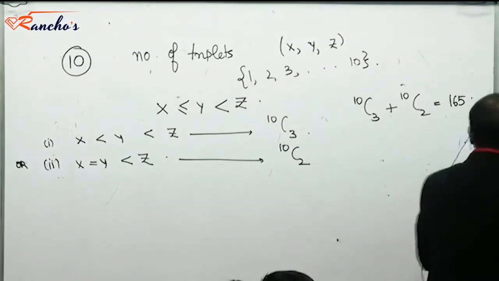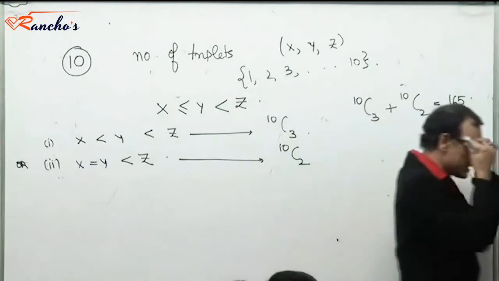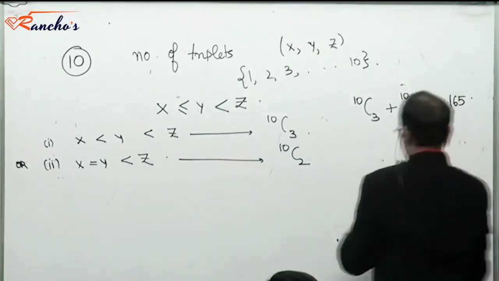It becomes 11C3. NCR plus NCR minus 1 is N plus 1 CR. My students are smart.